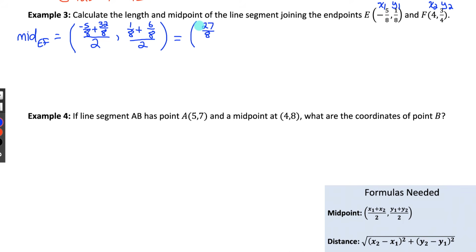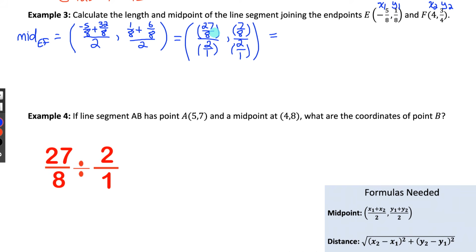So I have 27 over 8, and keep in mind that is over 2, comma, the y-coordinate, I have 1 over 8 plus 6 over 8, that is 7 over 8, and that is also over 2. I have two fractions, and they're both being divided by 2. To divide a fraction by a whole number, there is a shortcut, but for our first time, it may be easier for me to rewrite those whole numbers of 2 as 2 over 1. That way we've turned it into a fraction over a fraction. And when dividing fractions, the rule is you flip and multiply.